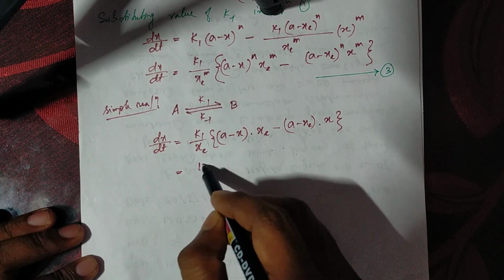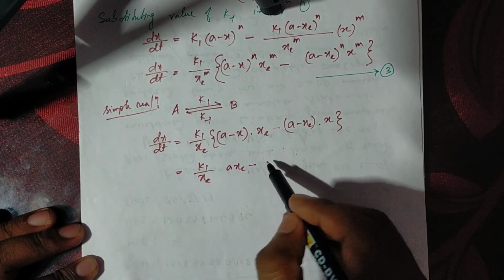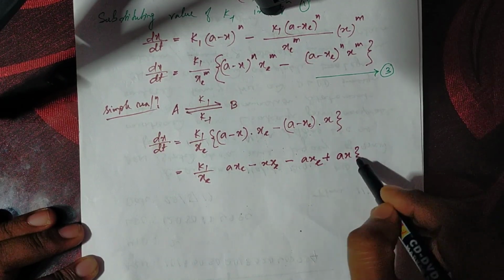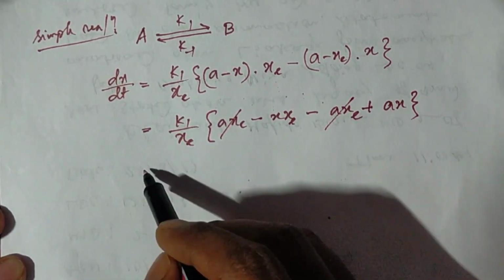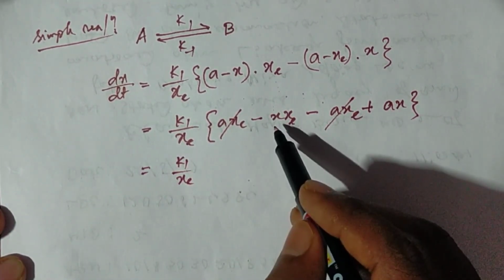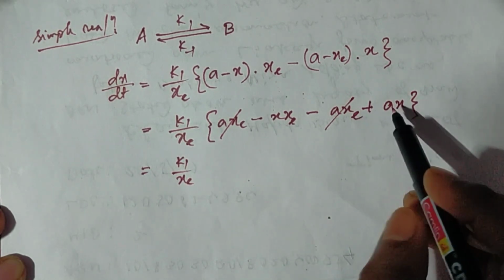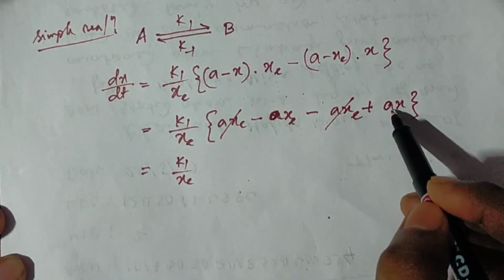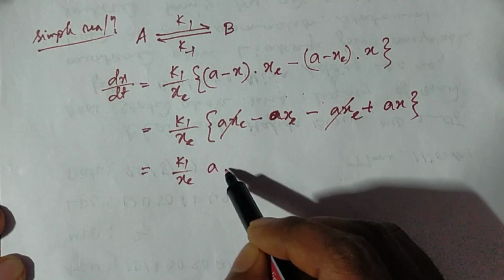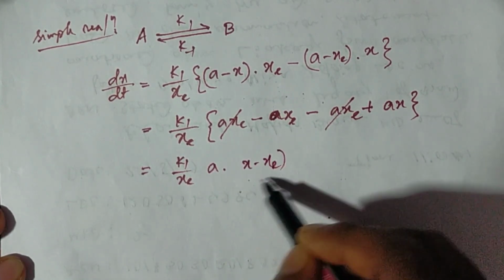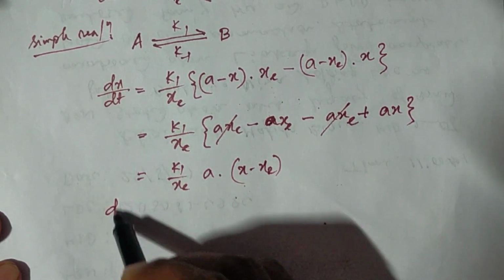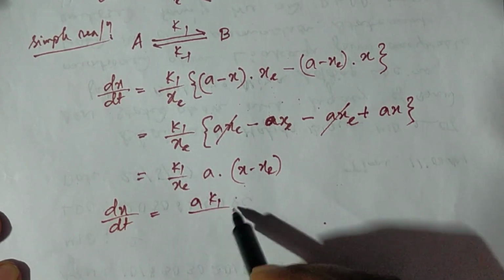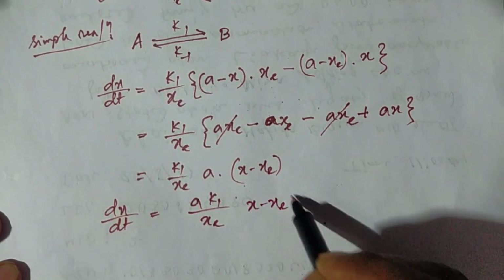Okay, it will cancel out, leaving only k1 by xe. Here it is a, so we can take a as common, a times (x minus xe). Okay, so we can simplify it. We can write it as a k1 by xe times (x minus xe).